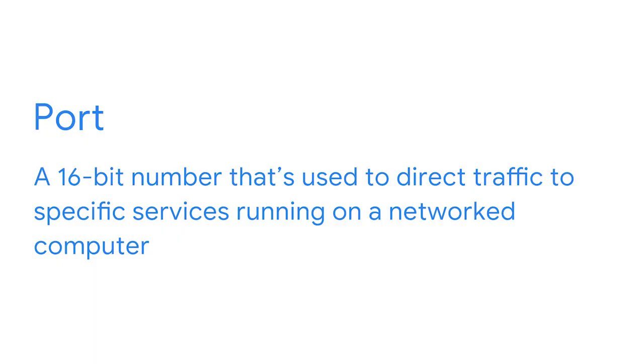The transport layer handles multiplexing and demultiplexing through ports. A port is a 16-bit number that's used to direct traffic to specific services running on a networked computer. Remember the concept of server and clients? A server or service is a program running on a computer waiting to be asked for data. A client is another program that is requesting this data.